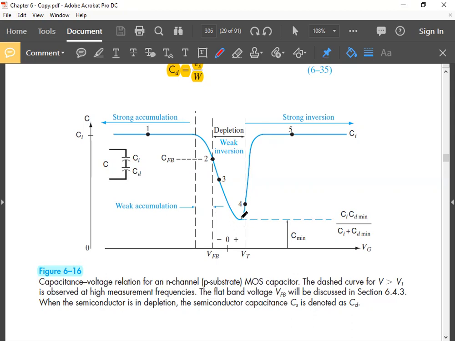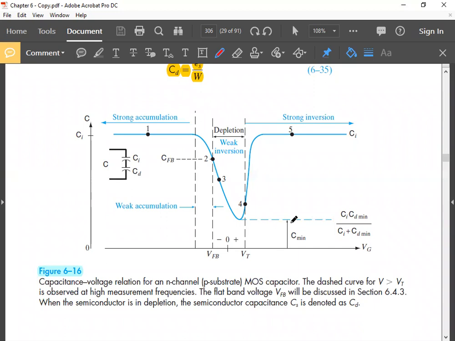Again, at this point, depletion layer width is maximum. The depletion layer charge coming from ionized acceptor atoms becomes fixed. After this, that amount of charge, minus QNAWM, will not change. So what will change? If you keep increasing gate voltage, the inversion layer charge will change.